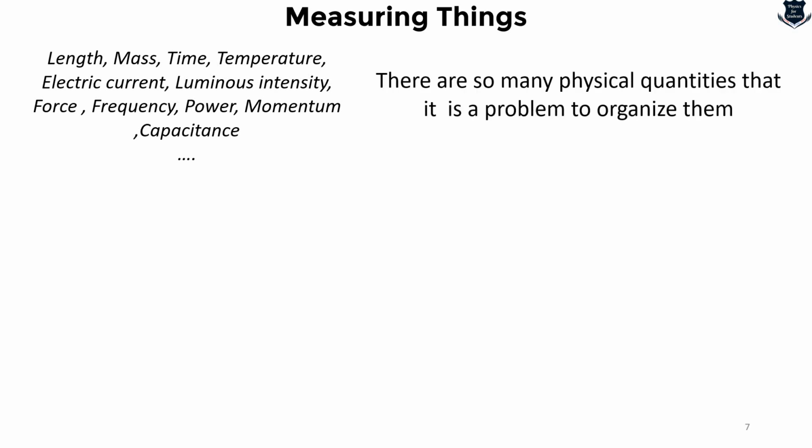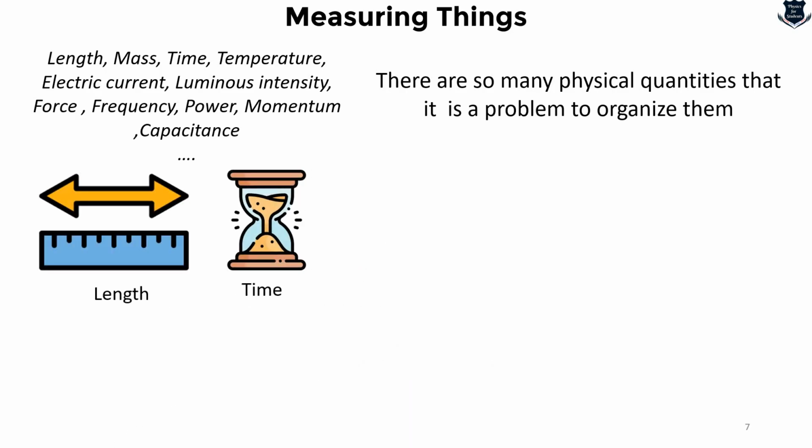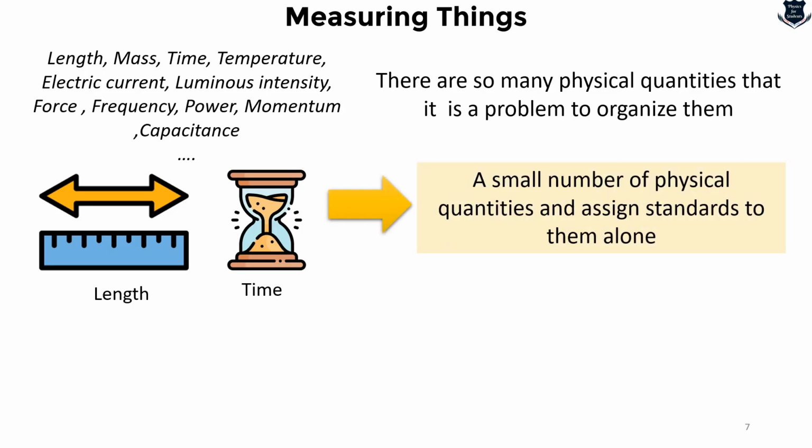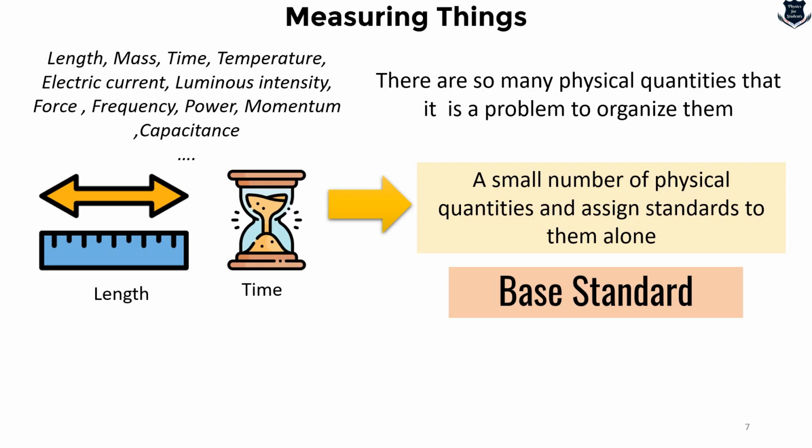So what we do is that there are so many physical quantities, and the problem is to organize them. So we pick out, by international agreement, a small number of physical quantities such as length and time and assign standards to them alone. We then define all the physical quantities in terms of these base quantities, or you can say base standards.